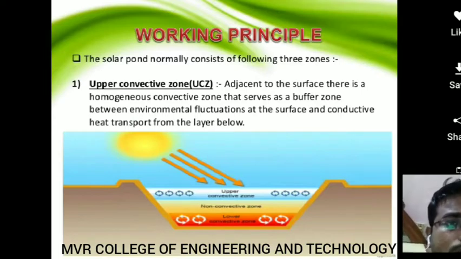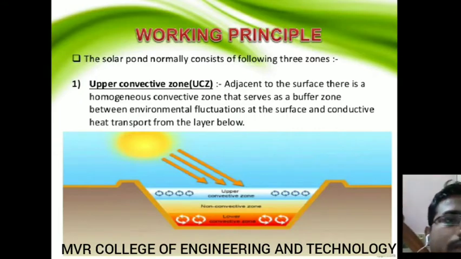Most of the heat will be stored in the lower convective zone because of the salt which is filled in the water. The molten salt is easily heated more, and it will be used for the generation of electricity. So there are three important zones in the solar pond: the upper convective zone, the non-convective zone, and the lower convective zone.